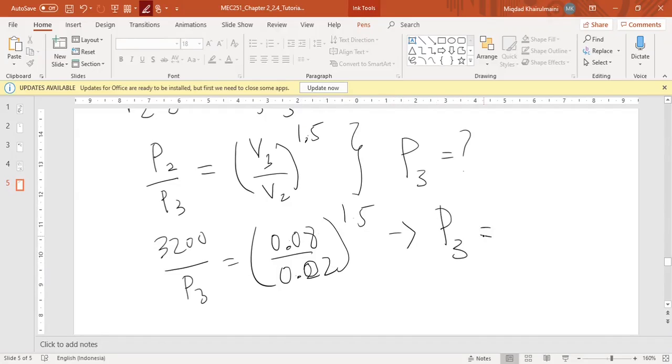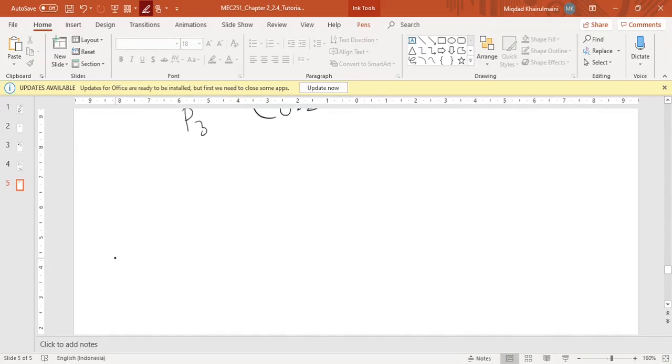0.08 divided by 0.02, to the power of 1.5, we have 8, and 3200 divided by 8 gives us the pressure 400. So 400 kilopascal. We have P3, that solves the first item. Now the fourth step is just to substitute and solve for the question.